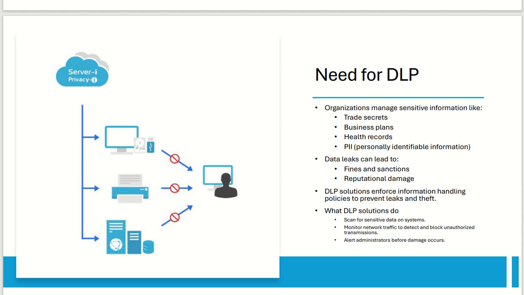So data loss prevention solutions, DLP, try to enforce information handling policies so that data leaks and theft can be prevented. They will scan for sensitive data on your systems, monitor network traffic, and try to detect any unauthorized transmissions, like any attempts to exfiltrate sensitive data, and then they will alert administrators before any damage occurs.